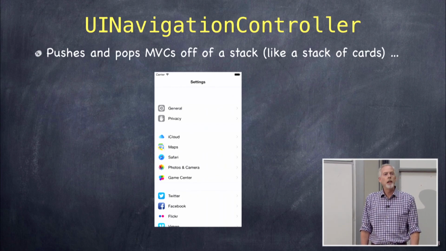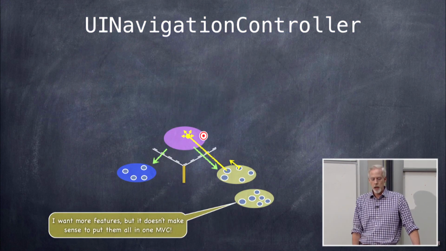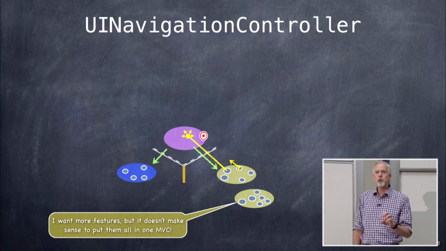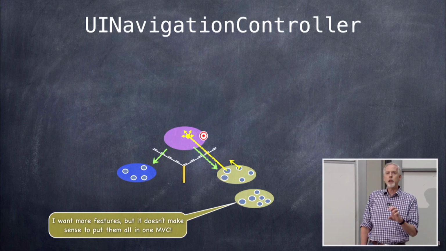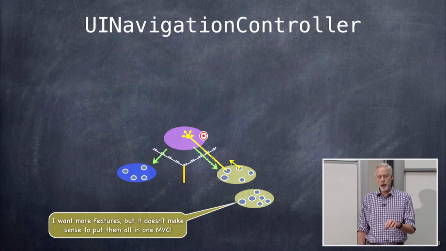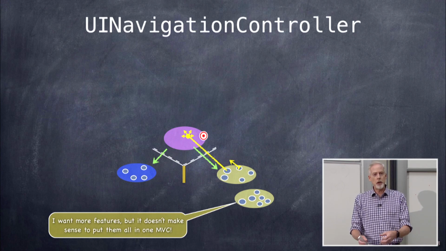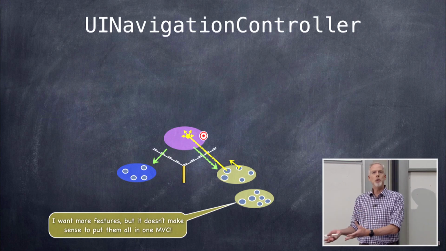This is called Navigation Controller. All right, so everybody knows about Navigation Controller. You've seen it everywhere. Here's how Navigation Controller is working behind the scenes, looking at it from an MVC standpoint. So let's say I have an MVC that's shown there, and I have more UI than I can fit on my screen. So I need to go to another screen to do more UI, okay?